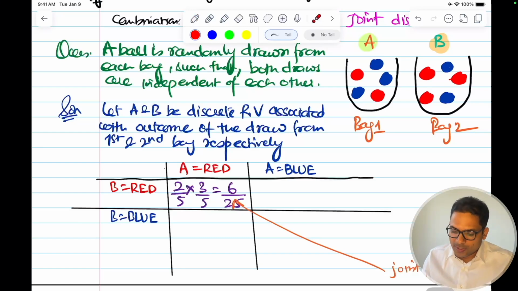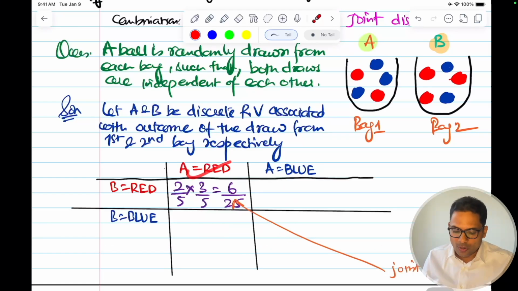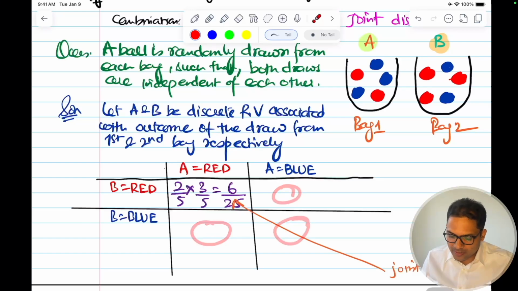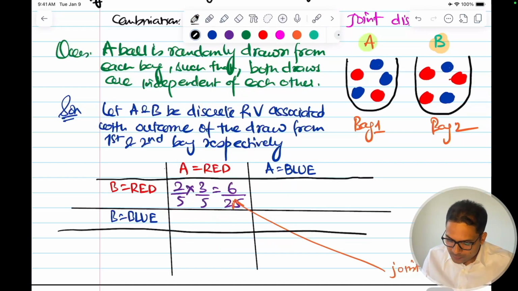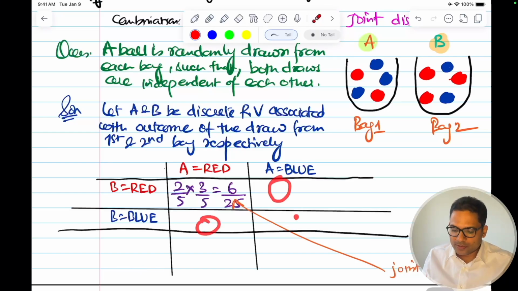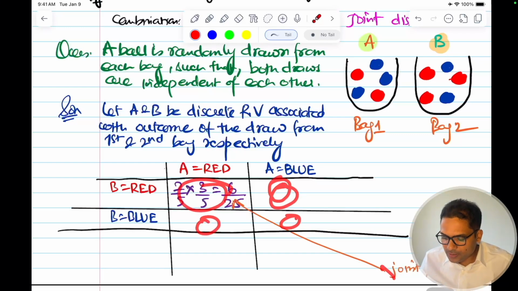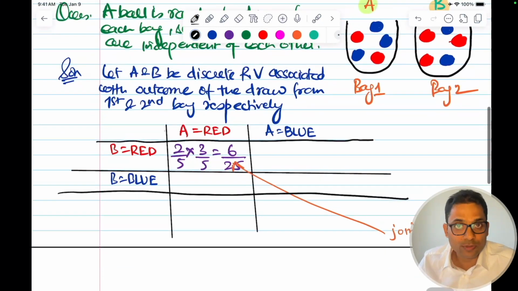Similarly, all the combinations will have a joint probability: a red ball in the first and a blue ball in the second, a blue ball in the first and a red ball in the second, and a blue ball in the first and a blue ball in the second. There are 4 cells, right? Let me make this also here. All these 4 cells will give me the 4 probability distributions. I hope that is clear, and each cell value is the joint distribution. Let's quickly fill this up, calculate all 4 probabilities, and then I'll give you the property also.